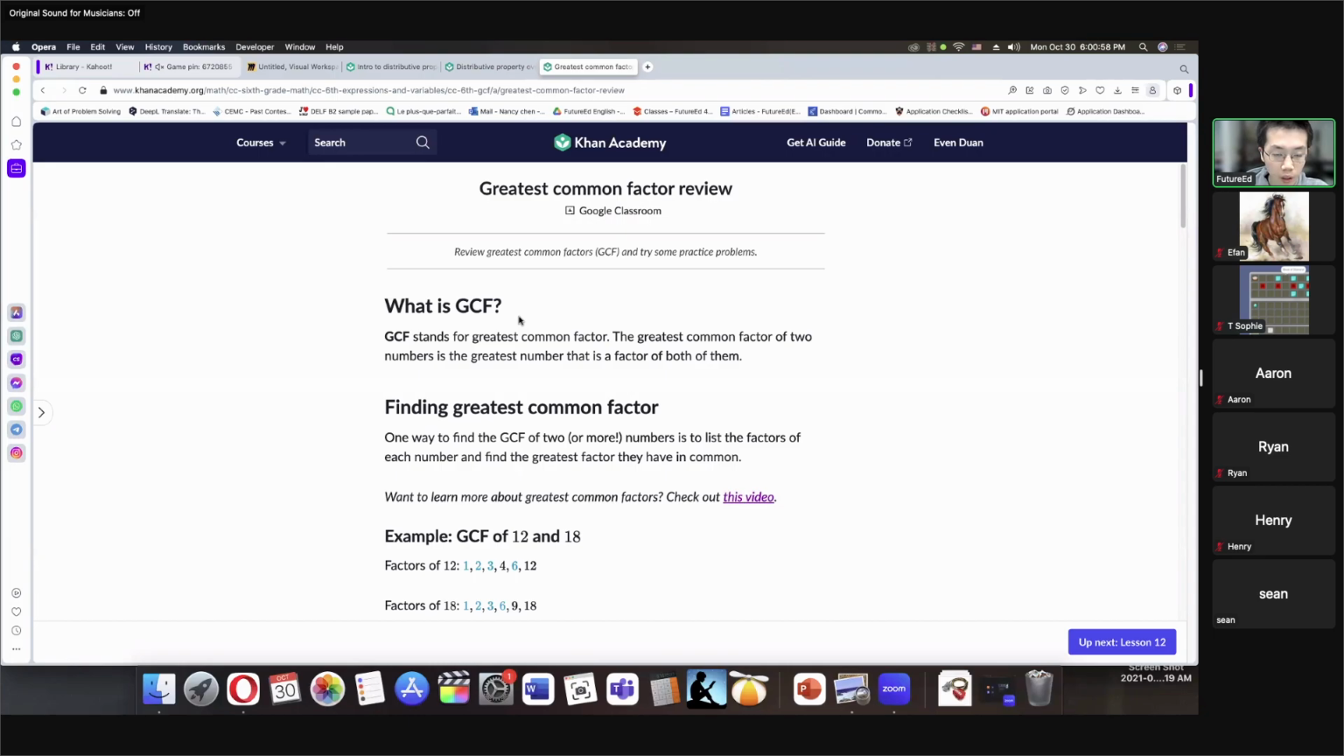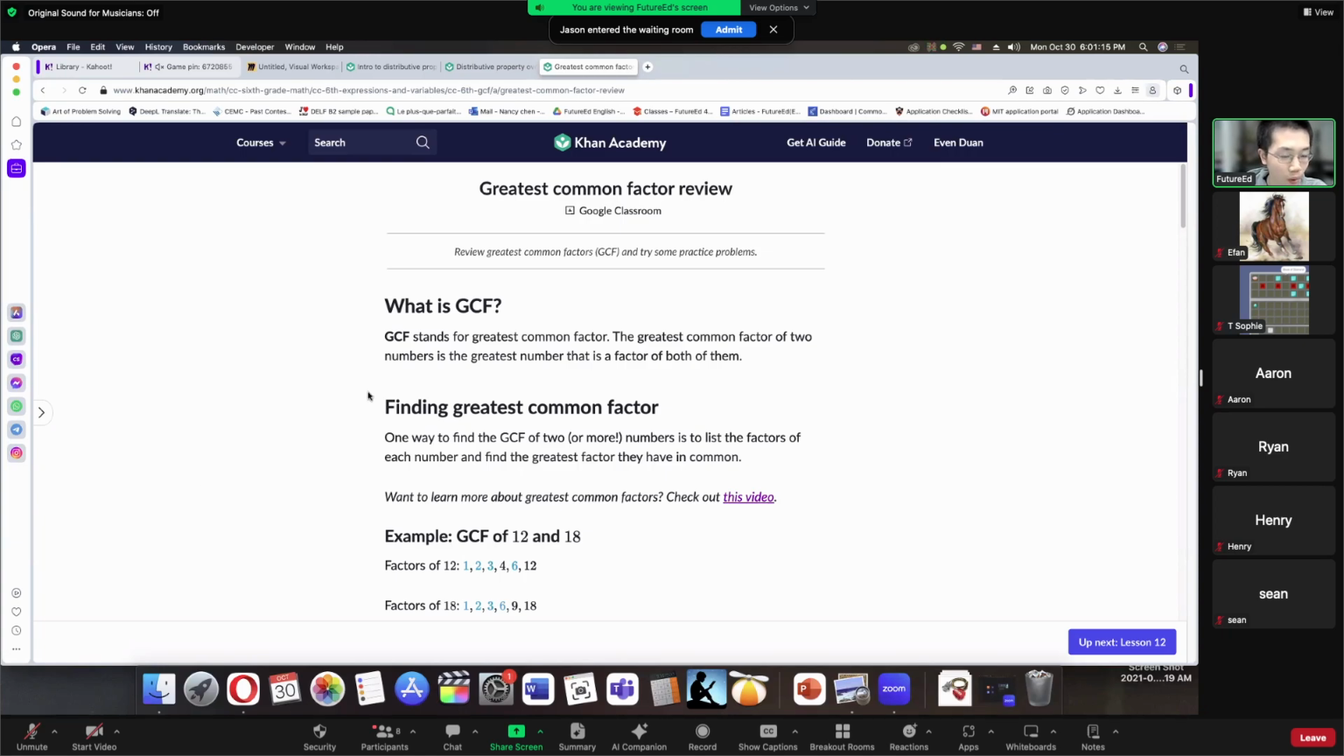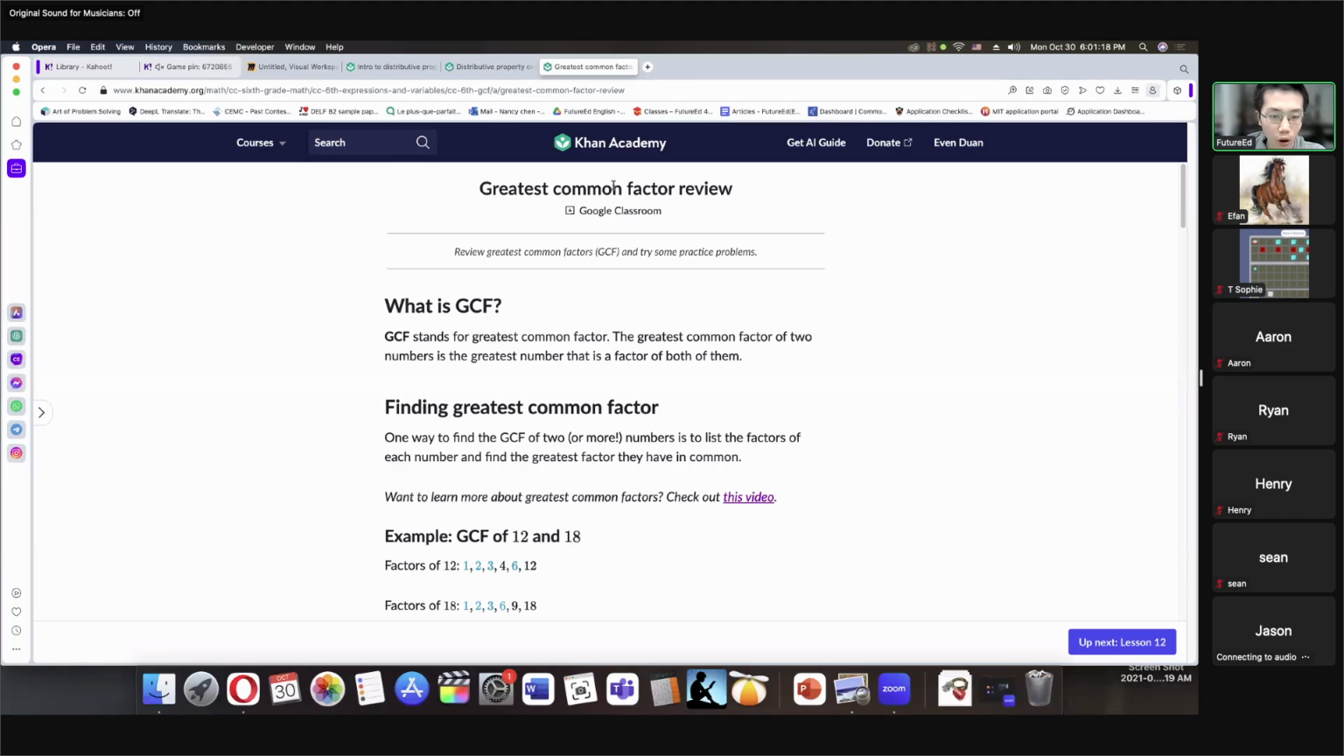Today we're actually going to be learning something called the distributive property, which you'll see a lot when you get to high school math. Actually, later on in math, it's very difficult for you to not see the distributive property. But before we do that, we're going to have to learn something called greatest common factor. So do I have any volunteers here who know what greatest common factor is?